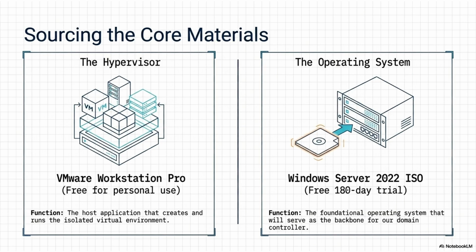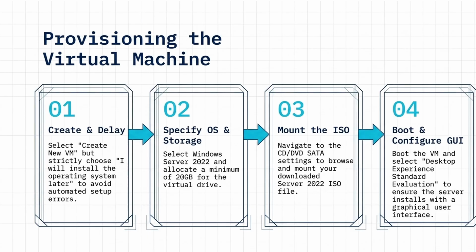Alright, so these are the source materials that we spoke about, the hypervisor and the Windows Server 2022 ISO version. There is a free trial of 180 days for the Windows Server 2022 ISO version. After that, you have to uninstall it and then you can reinstall it again when the 180 days is done. Right, so provisioning the virtual machine.